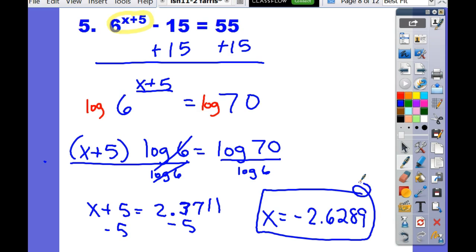One more example. You have room for one more example? Wait just a minute. Some people are finishing up this example.